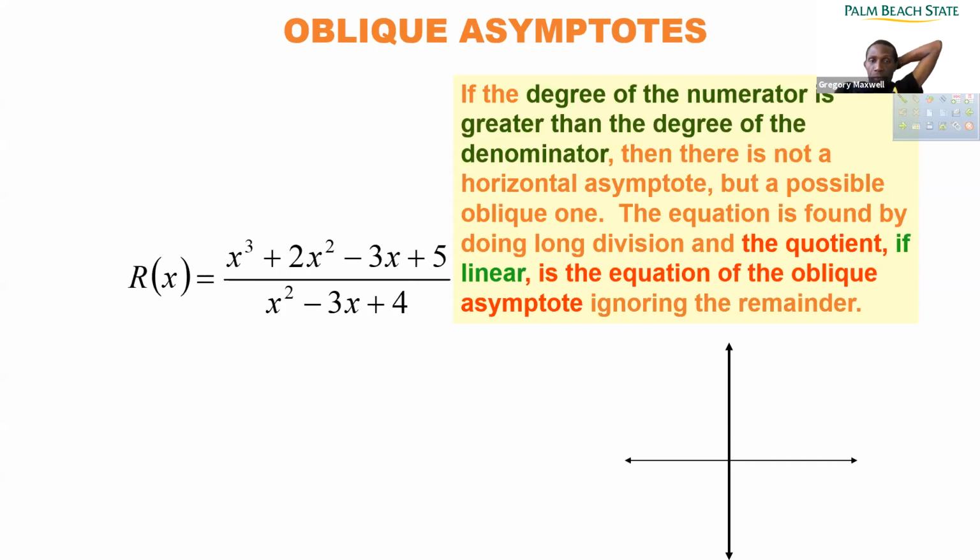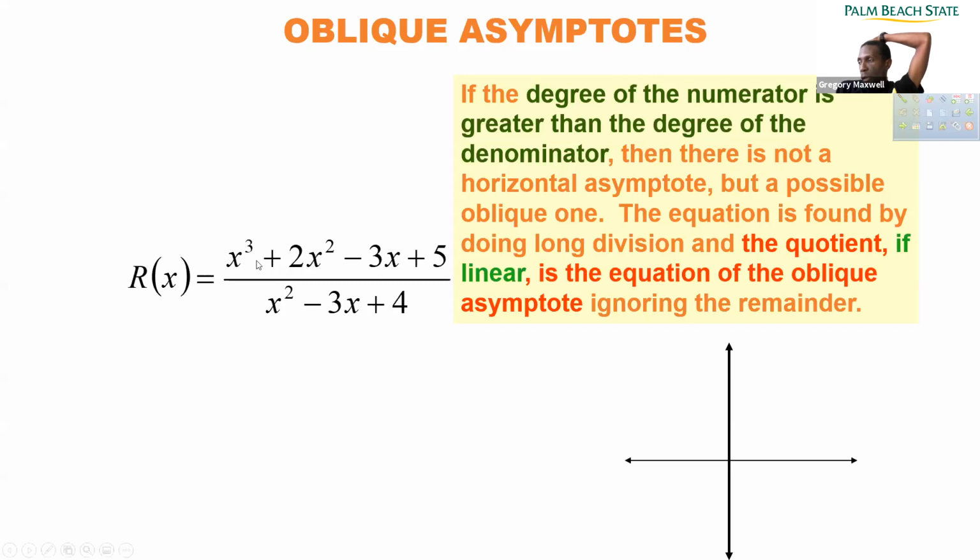Now in this case, how do you get an oblique asymptote? You get the oblique asymptote if the degree of the numerator is 1 more than the degree of the denominator. If the degree of the denominator is 4 and the degree of the numerator is 5, then you will have an oblique asymptote.